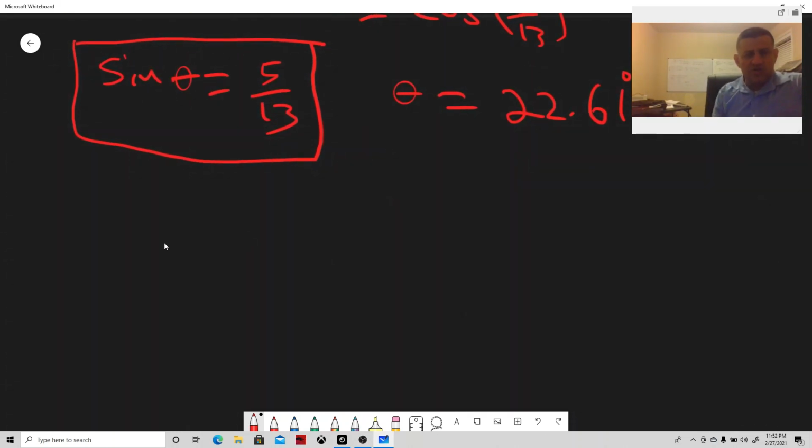Now we found the angles. So this is sine. Now cosine of theta is equal to what? It's adjacent over the hypotenuse, which is 12 over 13.